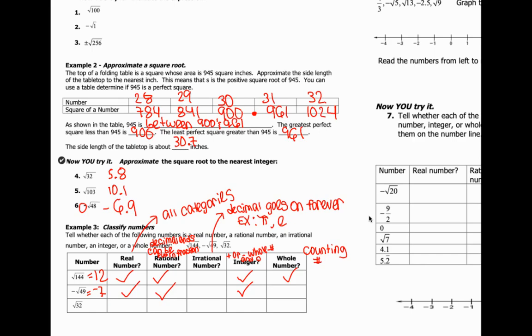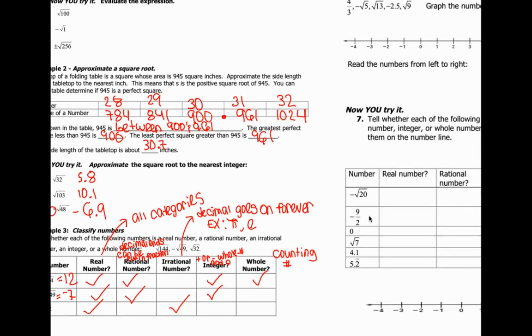So next one is square root of 32. That is not a perfect square. If you type that into your calculator, it's going to be a decimal that goes on forever. So that means it's irrational, but it's also real. So real is included in that. It's not a whole number, not an integer, not a rational number.